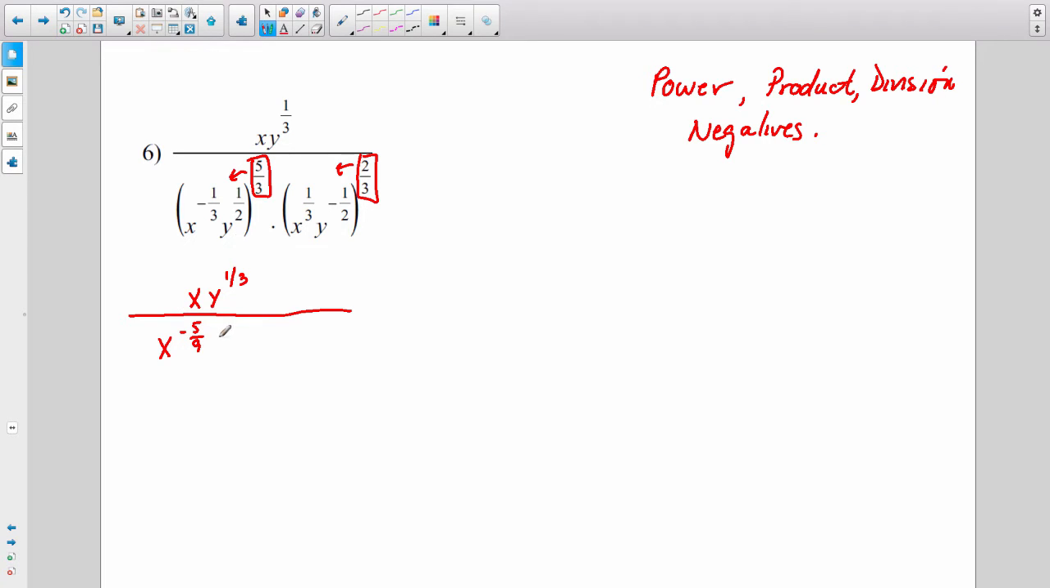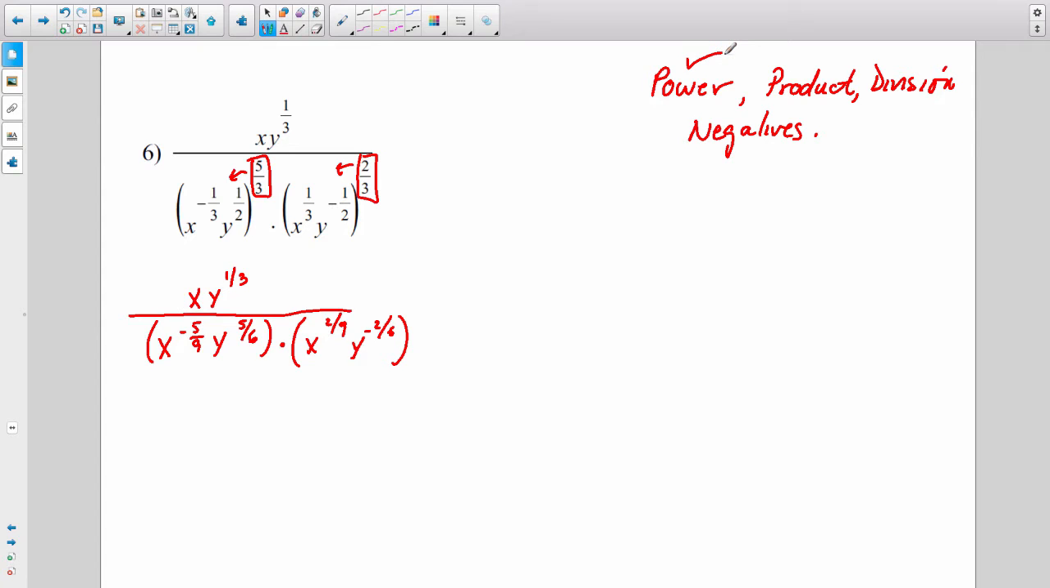My y will be y to the 5/6. You remember that you multiply tops and bottoms when you do fractions. Okay, this whole thing is now multiplied by whatever happens here. So I see that I'll have x to the 2/9 and y to the negative 2/6. Cool. All right, so the power rules have been taken care of.